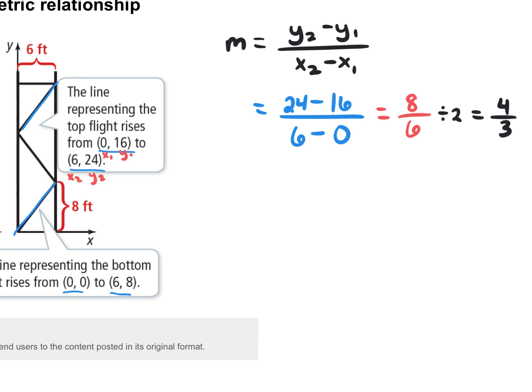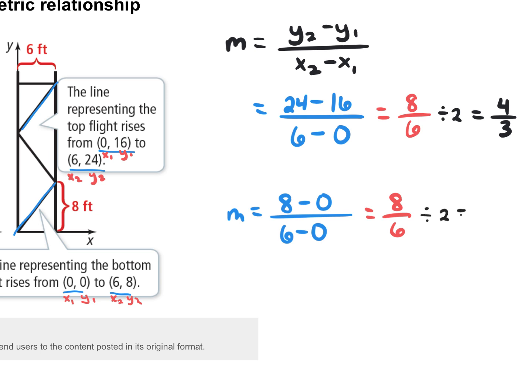Okay. How do we know if it's parallel to the other one? How do we figure out the slope of the other one? Same thing, right? This time it gives us these two coordinates, so I can treat 0, 0 as x1, y1. 6, 8 can be x2, y2. Following the same formula from up above, we get y2 is 8 minus 0 over 6 minus 0. So we end up getting 8 over 6. Simplified form would be 4/3.